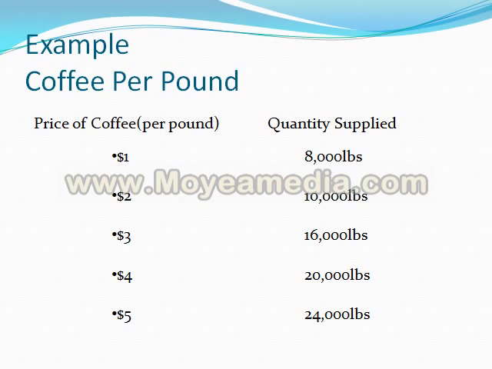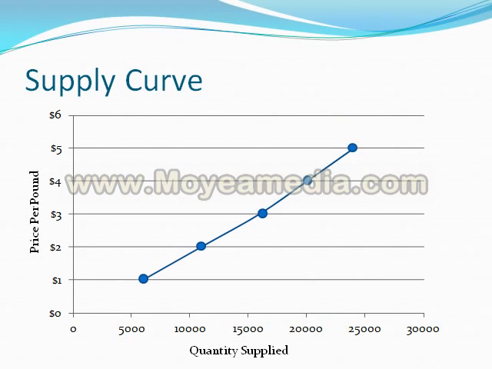So now, as we move forward, let's plot these onto a graph, and that will be your supply curve. This right here is your supply curve. So we started out at coffee being $1, and he was willing to produce 8,000 pounds.